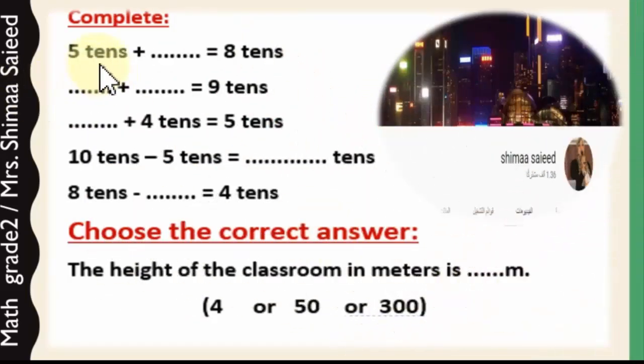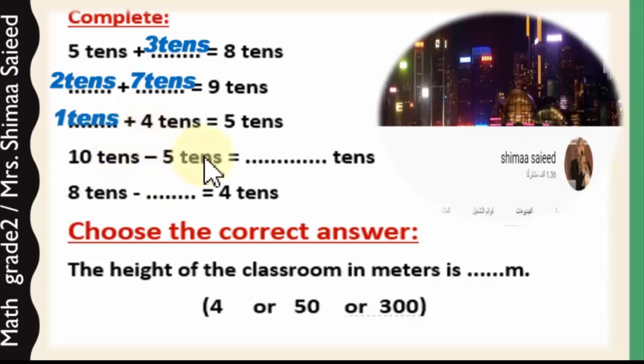Now 5 tenths plus 3 tenths equals 8 tenths. 2 tenths plus 7 tenths equals 9 tenths. Or we can say 1 tenth plus 8 tenths equals 9 tenths. 2 tenths plus 7 tenths equals 9 tenths. Or we can say 3 tenths plus 6 tenths equals 9 tenths. Or 4 tenths plus 5 tenths equals 9 tenths. Okay. 4 tenths plus 1 tenth equals 5 tenths.